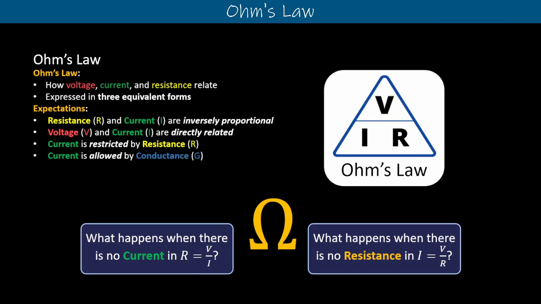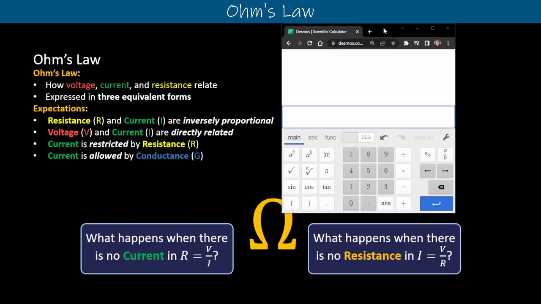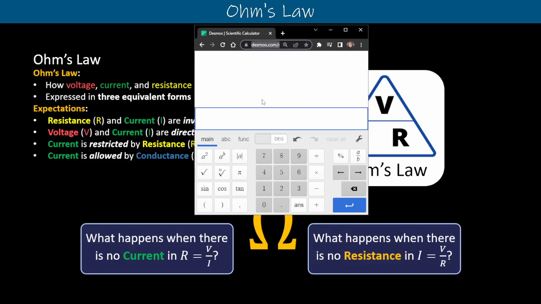So what happens when no current is in the R equals V over I? We're going to plug that into a calculator here and evaluate that. This is a Desmos calculator. It's an online calculator, desmos.com/scientific. So if we plug this in, we can say 5 volts divided by 0. And Desmos says that it does not know what we're talking about, right? It says that that's an undefined number.